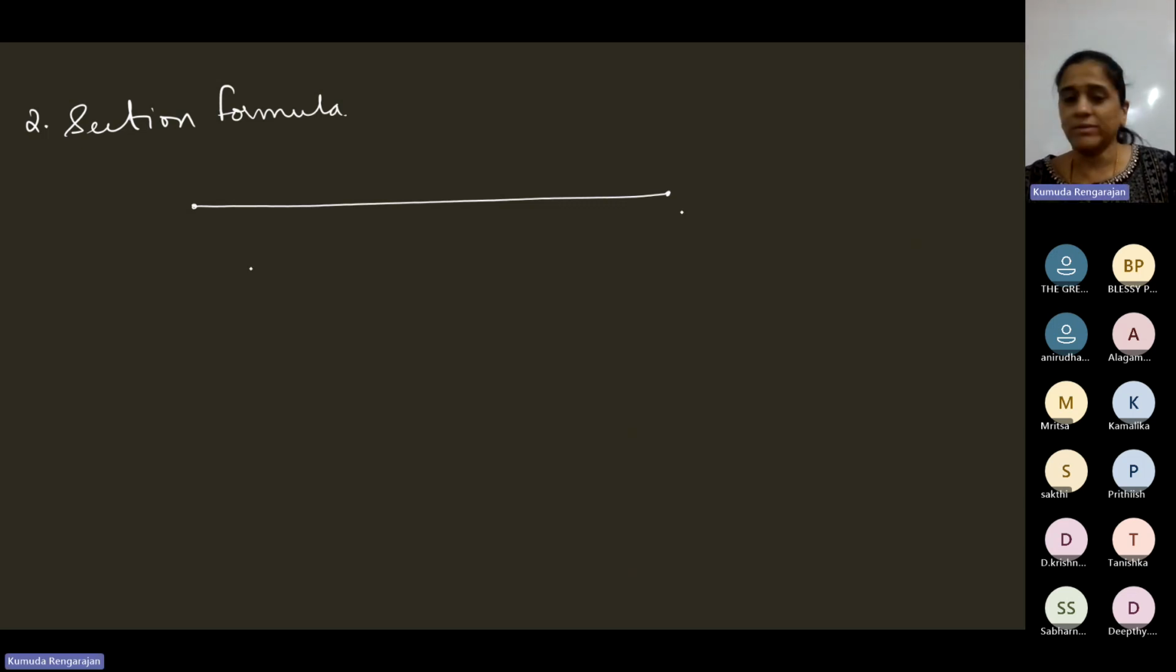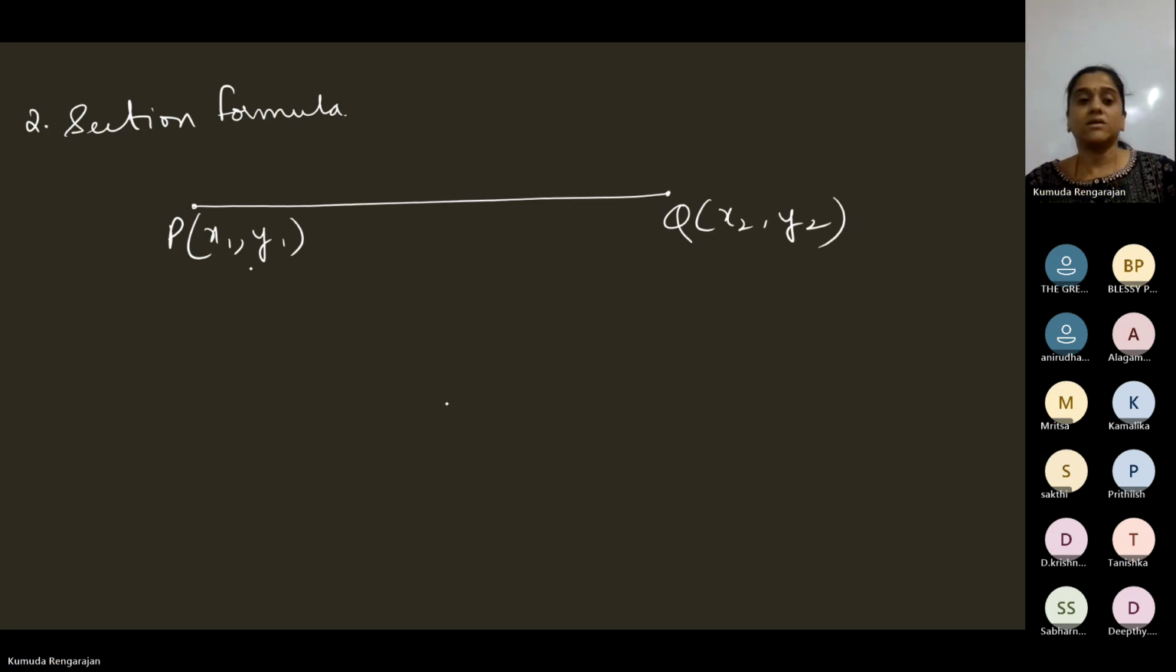So we have a line segment. We'll just call it P and Q. The coordinates of P are x1, comma, y1. The coordinates of Q are x2, comma, y2. There is a point, say R, lying on PQ, dividing PQ in the ratio m is to n. In some schools, we say m1 and m2. So not to get confused.